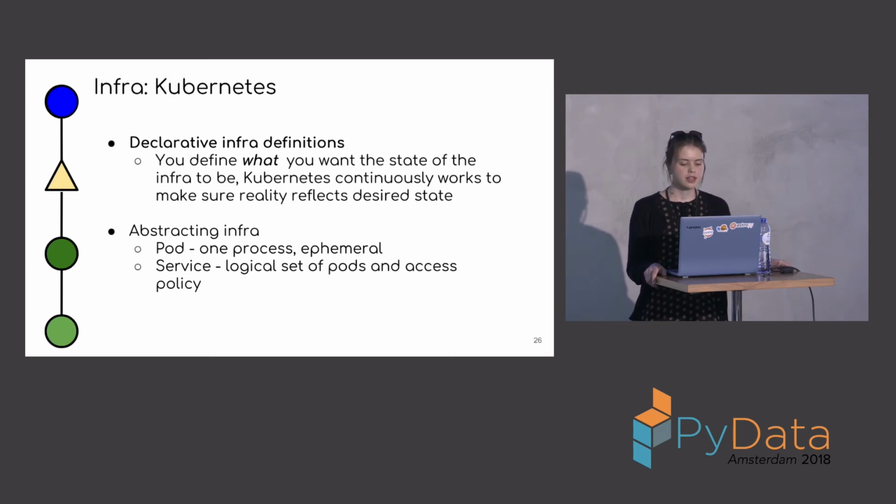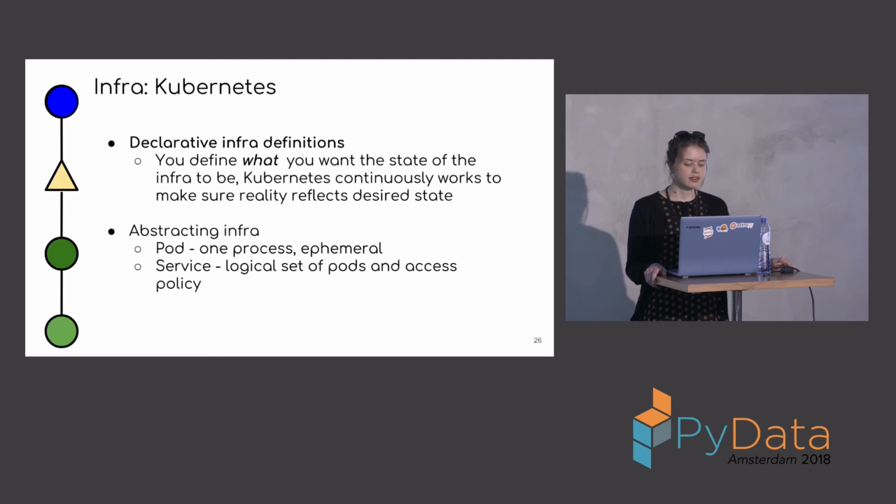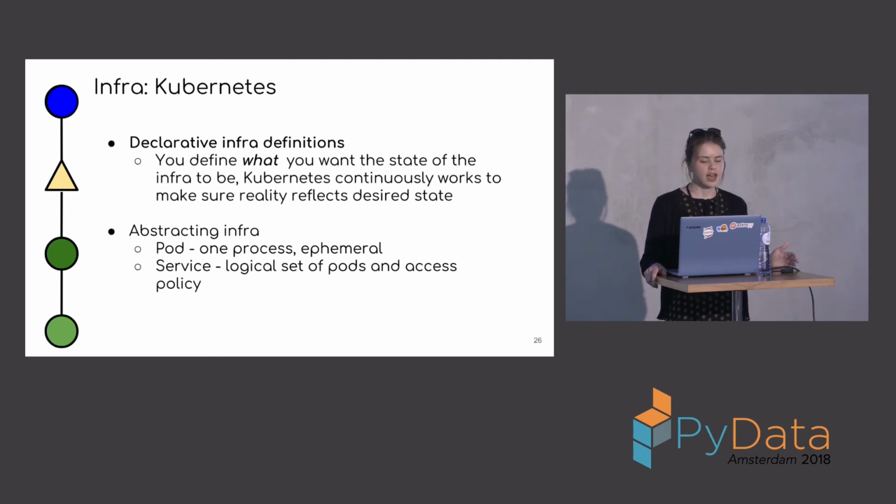The second thing that's important is abstracting of infrastructure. So instead of dealing with the actual physical virtual machines and network interfaces, we're dealing with abstract objects such as pods, which represent a process, or services, which represent logical sets of pods and an access policy that users can use to access them. So in theory, at least, this should make it easier for people who aren't very familiar with infrastructure to run applications on Kubernetes.